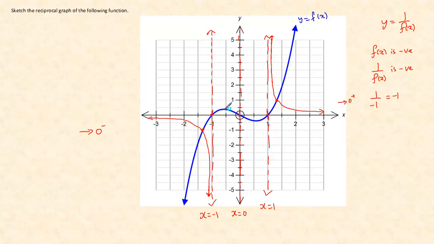Now, if we look at the maximum point, it's about here. The height of that looks just below 0.5. I happen to know it's around 0.4, or 2/5. So 1 divided by 2/5 is 2.5. So that's going to be around here, and that one's going to be a minimum.